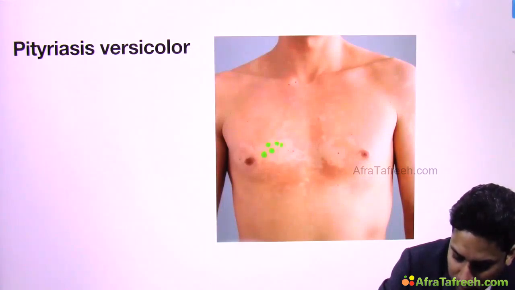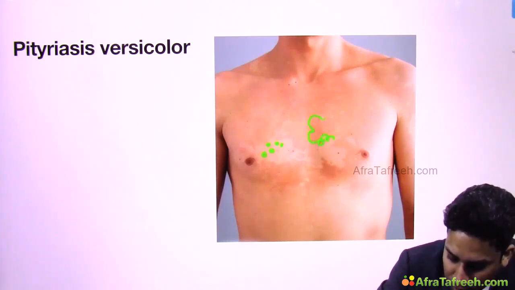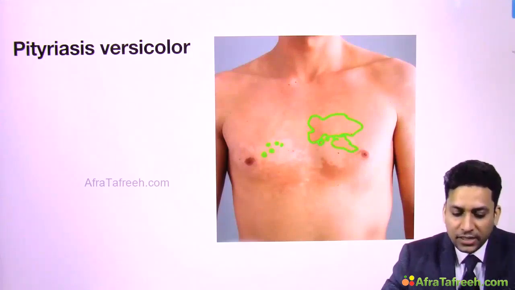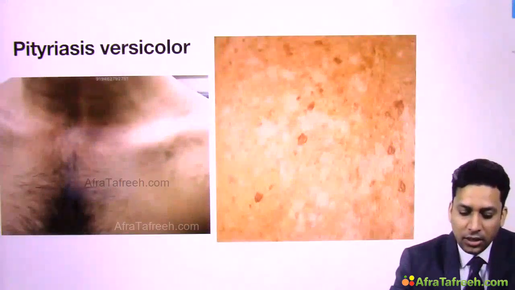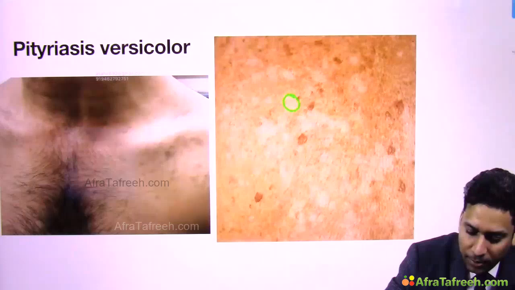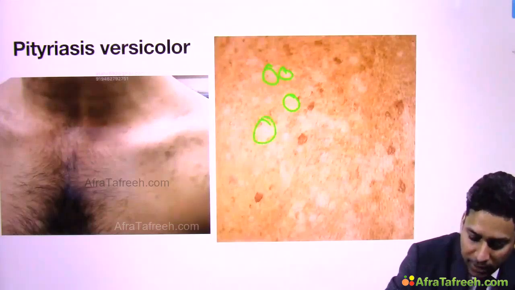macules are seen. At places they have merged together to form a large patch. So these are the cases of pityriasis versicolor. As I told you, versicolor, different colors. So generally they are hypopigmented, but sometimes hyperpigmented lesion might also be present.